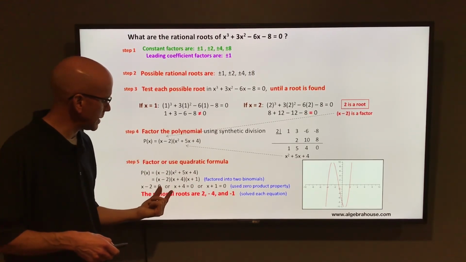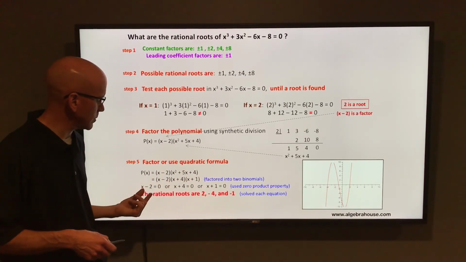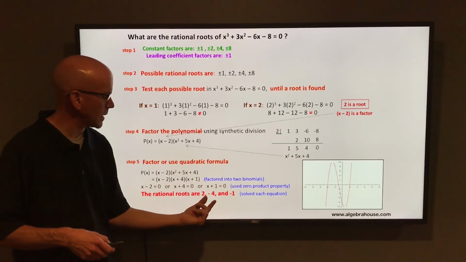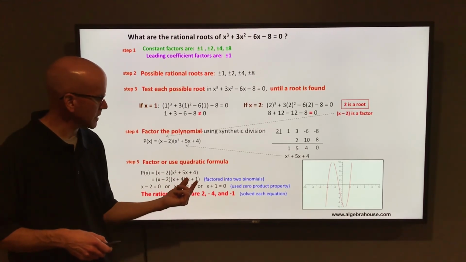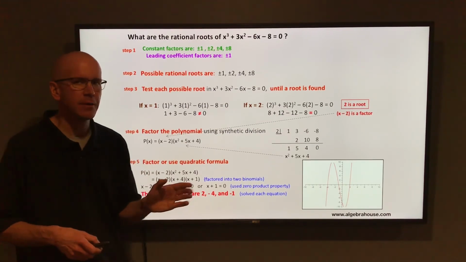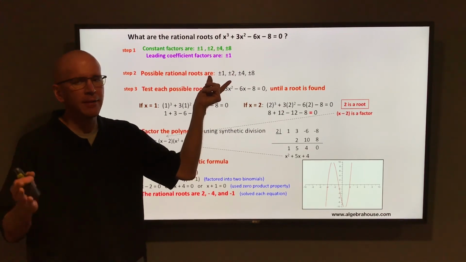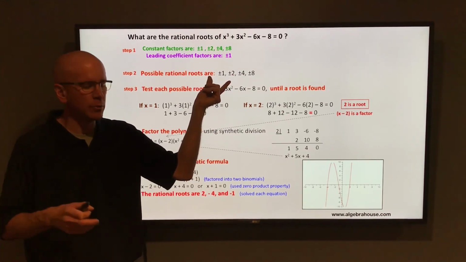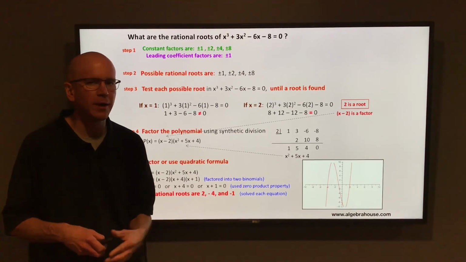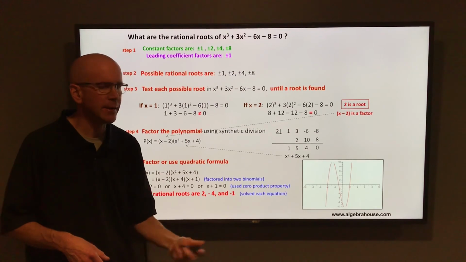That means you can set each one equal to 0 and then solve for x. So if you set x minus 2 equal to 0, then x equals 2. If you set x plus 4 equal to 0, then x equals negative 4. And if you set x plus 1 equal to 0, then x equals negative 1. So those are the rational roots. Remember, we had these possible rational roots. Obviously, they weren't all the rational roots. These are the only three rational roots: 2, negative 4, negative 1. Remember, the degree of your polynomial will tell you how many roots you will get.